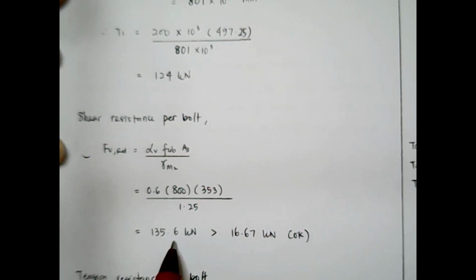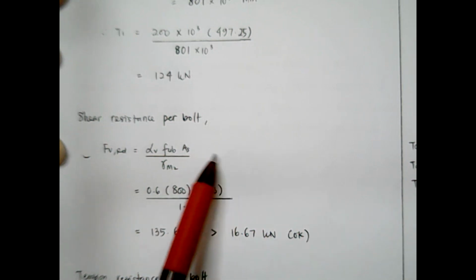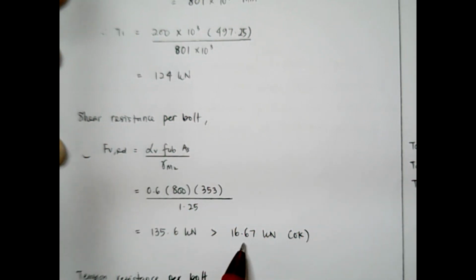is 135.6 kilonewton based on the capacity, and the actual load that applies to that bolt that has been calculated earlier is 16.67. So therefore the load that is applied to the bolt is much lower compared to the resistance of the bolt that it can carry. Therefore it's okay.